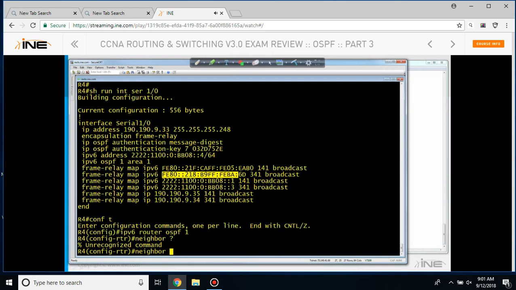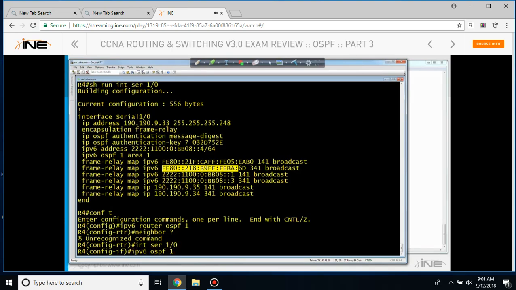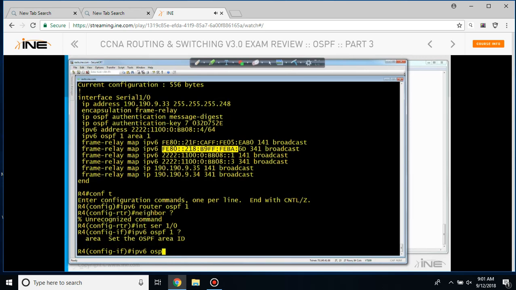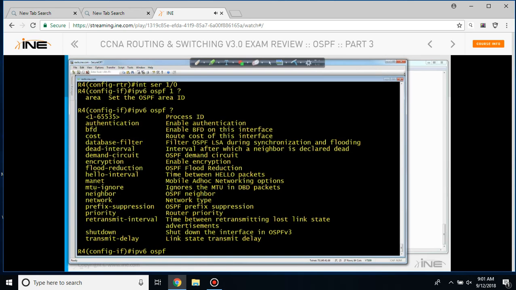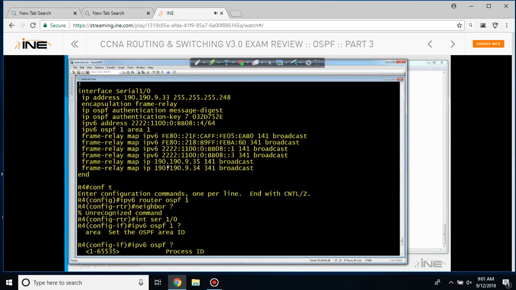Now look at this. Why do you think the neighbor statement is not supported here under my OSPF process? It's not supported under the process, and yet it is supported under the interface. So why would the OSPF neighbor be under the interface here and not supported under the process? Because with IP version 4, you type your neighbor statement under your OSPF process.